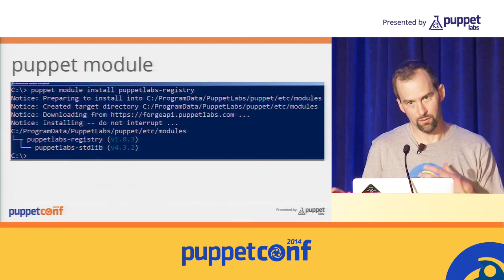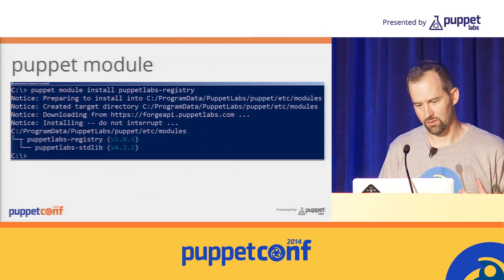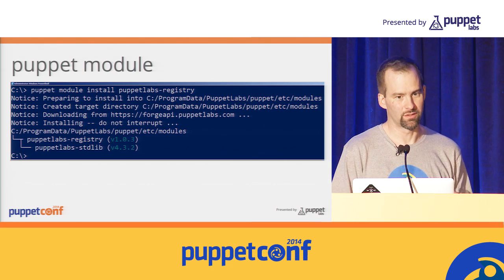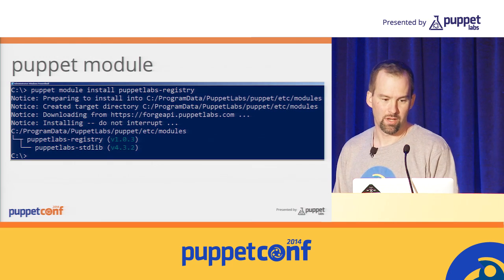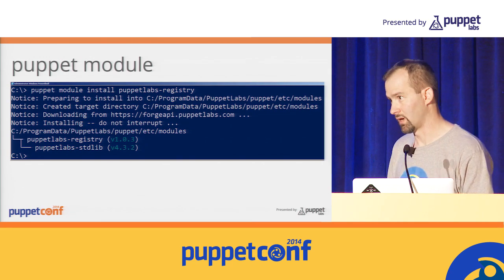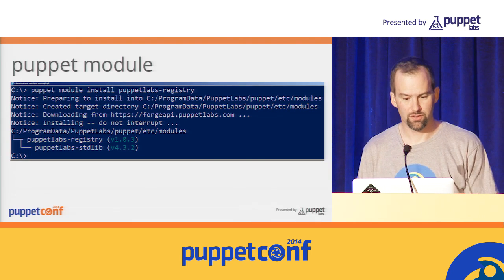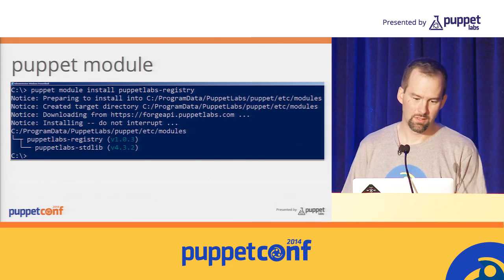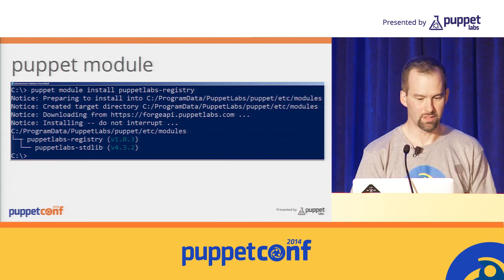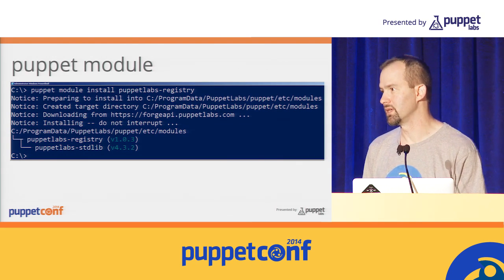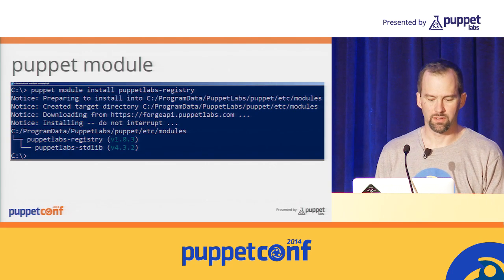So we have these modules on the Forge, and you have Puppet running on your Windows box. How do you get the module that you need to manage the registry? This is what this slide is showing. I'm running puppet module, which is another application, and I'm running puppet module install puppetlabs-registry. It contacts the Forge and pulls it down. You can also see that registry has a dependency on stdlib, and it automatically resolves that dependency and installs it as well.